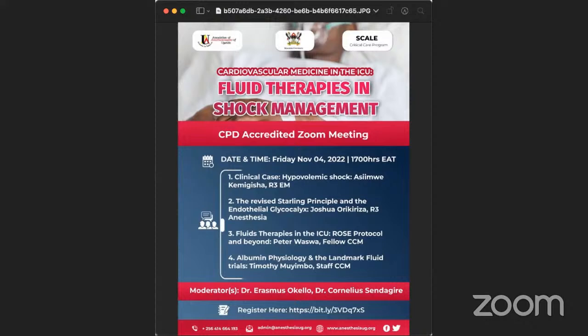So the use of colloid is gradually being phased out because they are not so different from crystalloids in terms of volume expansion. But we shall hear from Timothy again, since he's going to talk about albumin too.